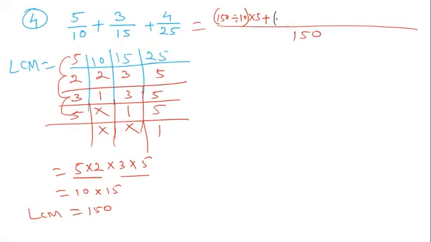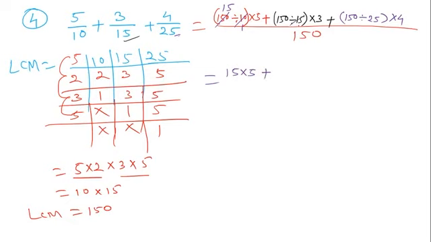In second bracket I write here 150 divided by this second denominator, 15, multiplied by 3, plus, in third bracket I write here 150 divided by the third denominator, 25, multiplied by its numerator, 4. So 10 ones are 10, 10 fifteens are 150. So in first bracket I got 15 multiplied by 5, plus sign.